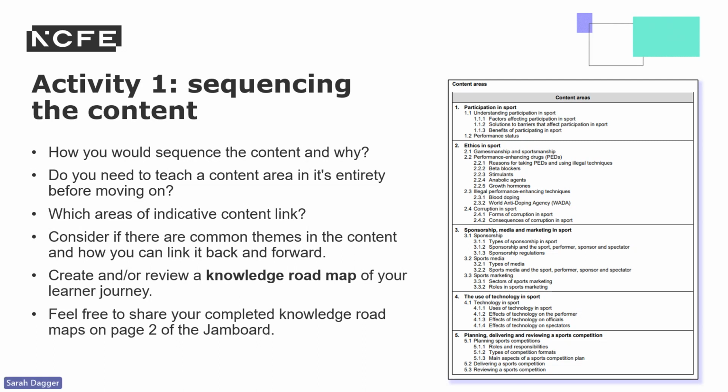I think, like, if I look at content area 5, the planning and delivery and review of a sports competition, and then start to so when a new synoptic topic each year.